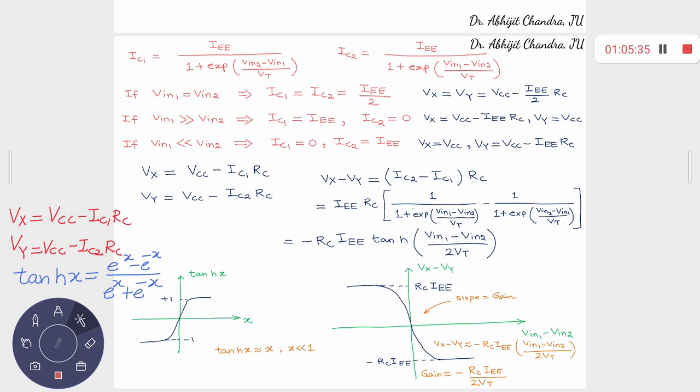If this variation is small with respect to unity, how can I write that value? Vx minus Vy is minus RCI times V1 minus V2 upon 2Vt. So Vx minus Vy is approximately equal to minus RCI times V1 minus V2 by 2Vt. What is the gain? You take the ratio Vx minus Vy upon V1 minus V2, which is nothing but minus RCI by 2Vt. Is it a known parameter? We put it not in this form but in some other form. The answer is in the next slide. That is the gain that you obtain over there.